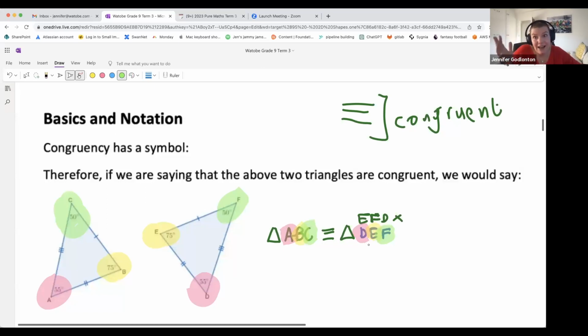Now in grade 9, they might be a little bit more lenient with you with some of this, so they might not be as strict, but it's really good to get into this habit now, because as you move up into grade 10 and 11, if you don't write it in this order, then you're going to be in a lot of trouble when you try and work some things out as it gets a bit more complicated. So this just kind of helps us out. Okay.